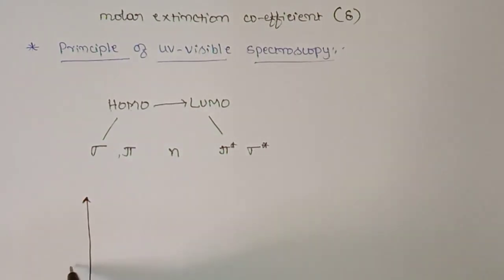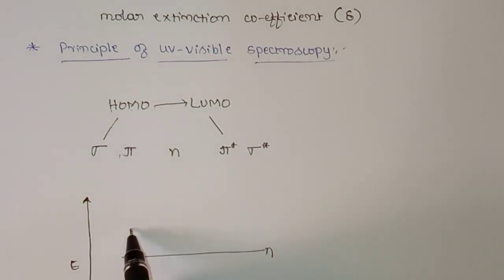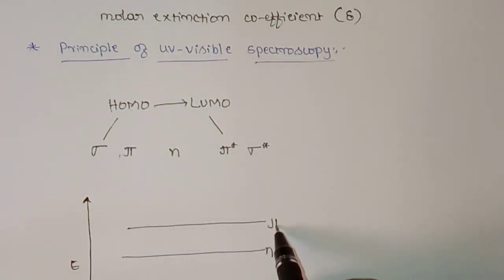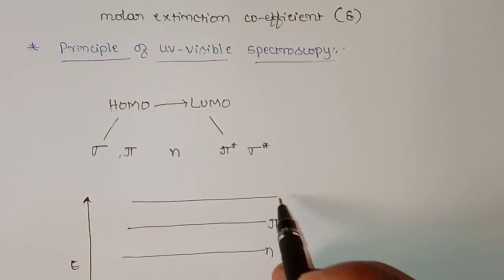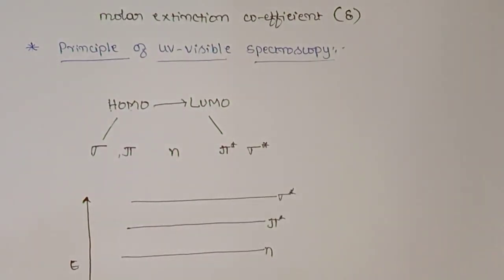So let us consider the energy axis. In HOMO, there will be sigma, pi, and n, and in LUMO, we will have pi star and sigma star.